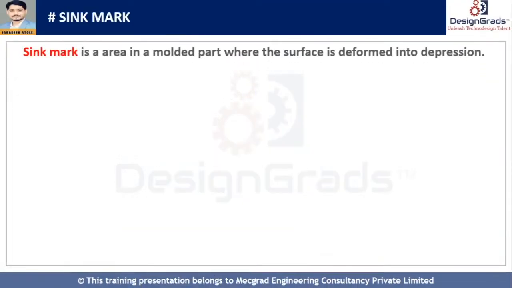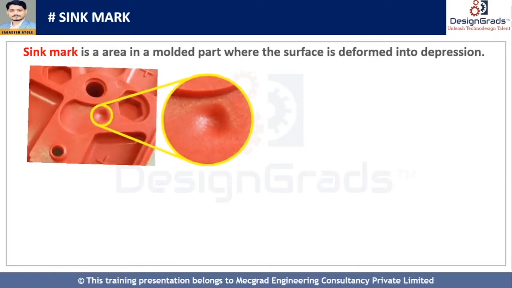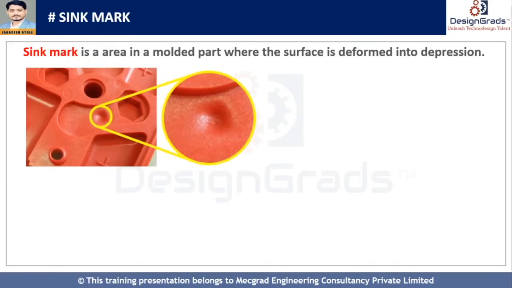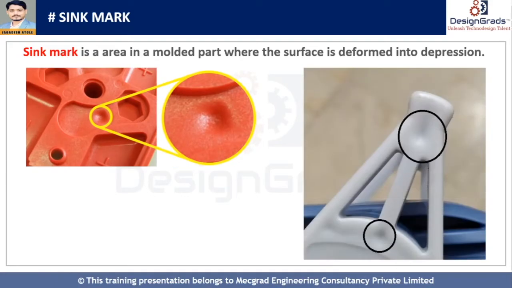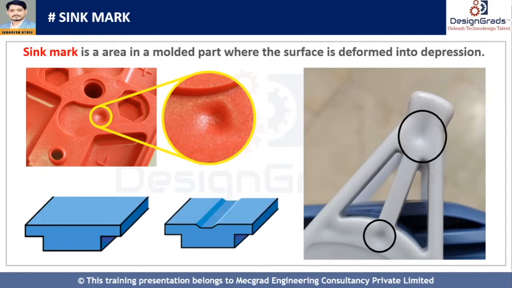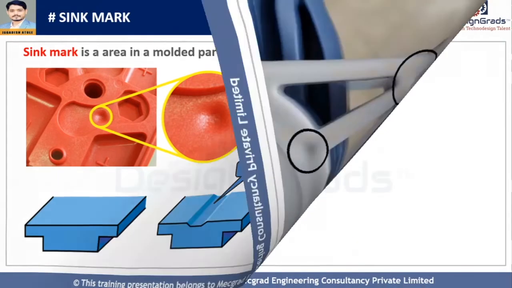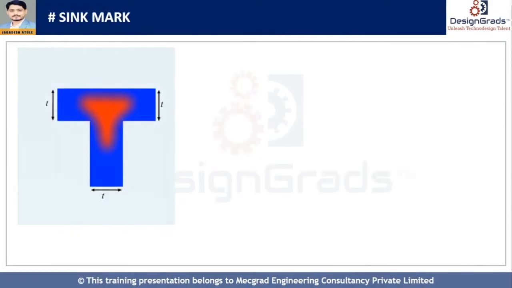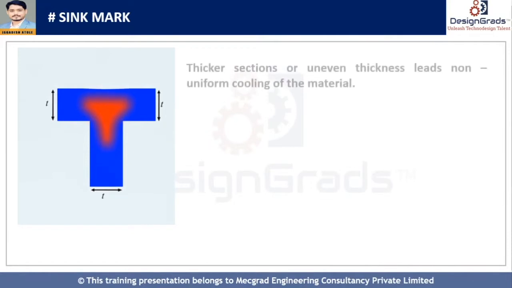Sink mark is an area of the molded part where the surface is deformed into depression. Here in this diagram, you can see the depressed surface. Here also you can see the depression in the part. If the part has uneven thickness in design like this, then the part will have the surface depression like this, which is sink. This surface depression typically occurs in the molding with thicker section.